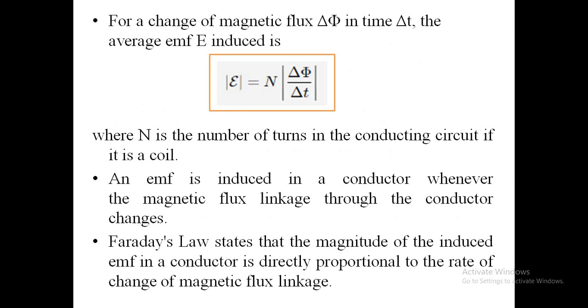For a change of magnetic flux for a respective unit time del t, the average electromotive force is given as N times del phi by del t, where del phi is the change in magnetic flux and del t is unit time and N is the number of turns in the conducting circuit if it is a coil.